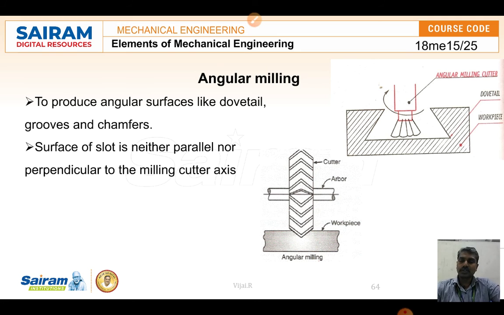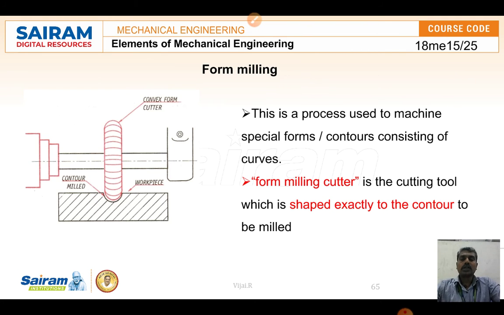The surface of a slot is neither parallel nor perpendicular to the milling cutter. Okay, so this is called angular. And another one is the form milling cutter. The name itself says we want to make different forms in the workpiece. It may be a U form, that's a concave form, or a convex form, different forms that we want to make in the workpiece.